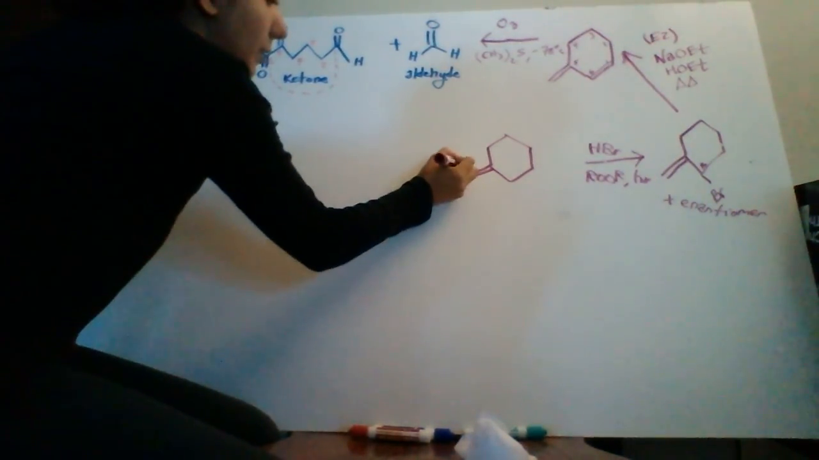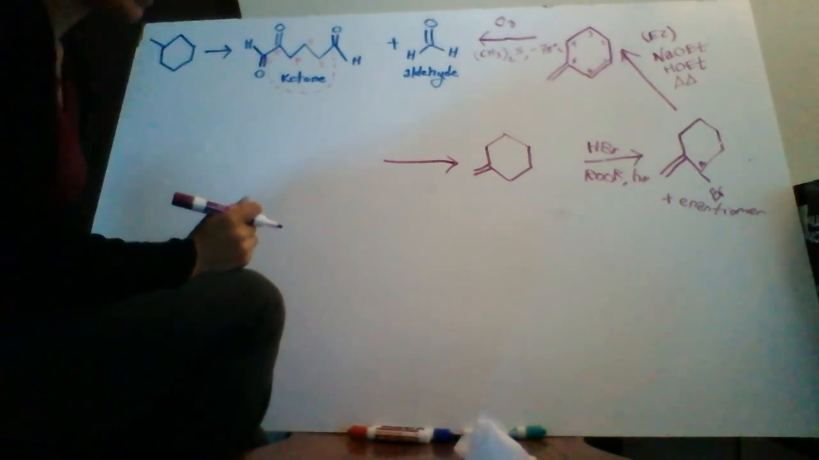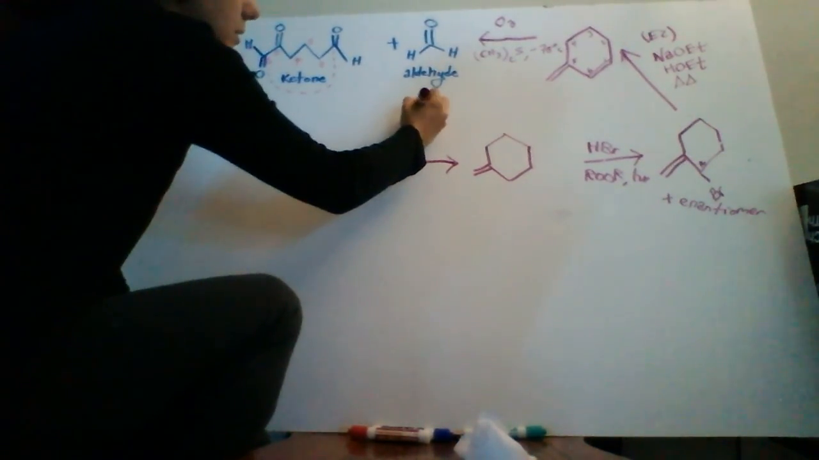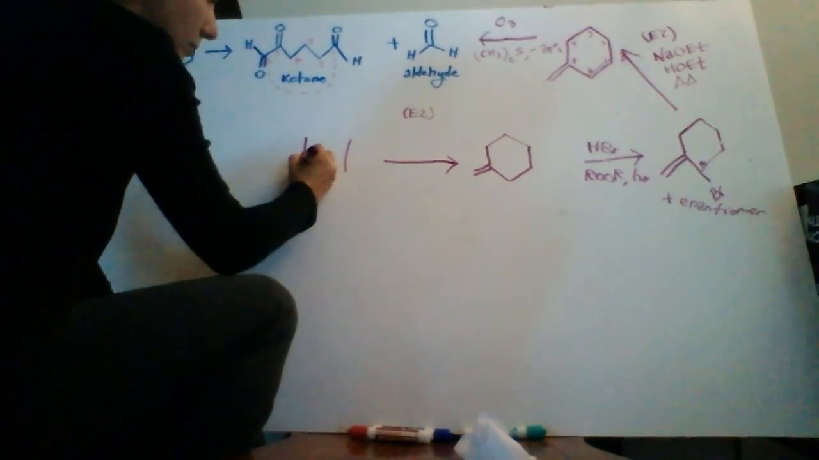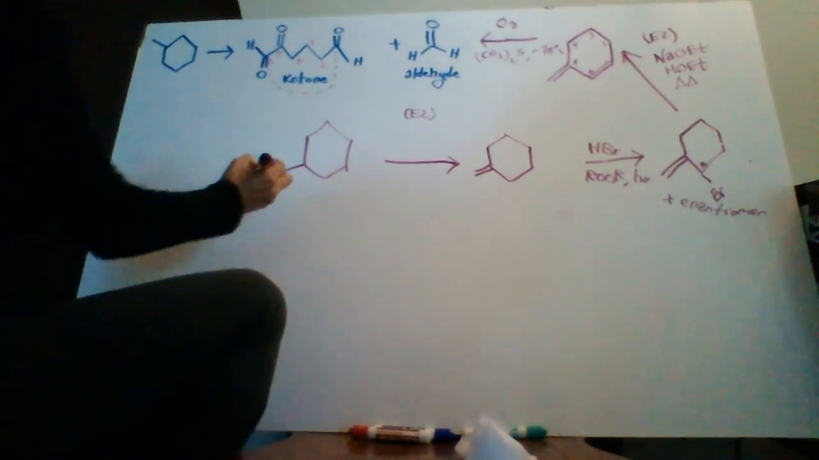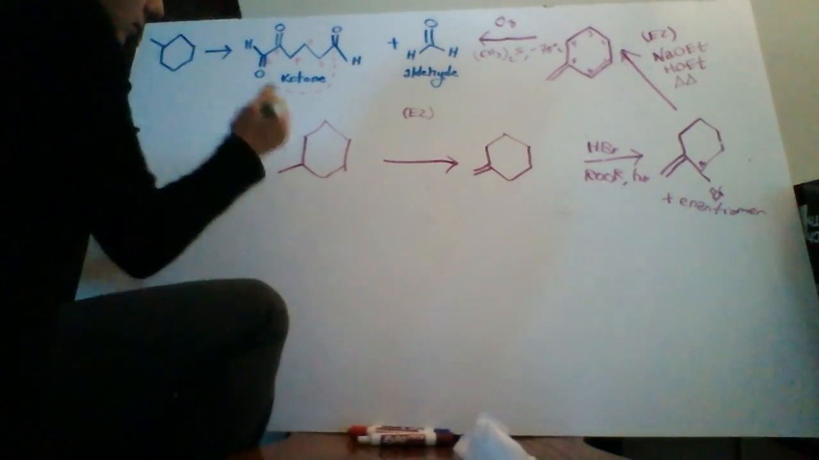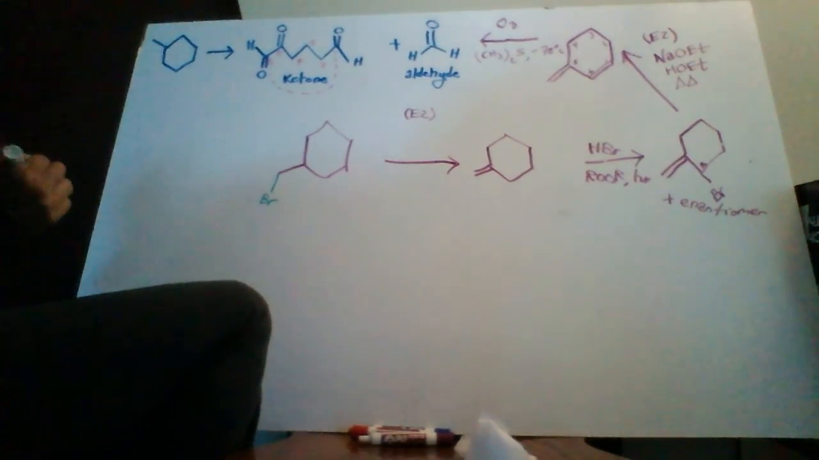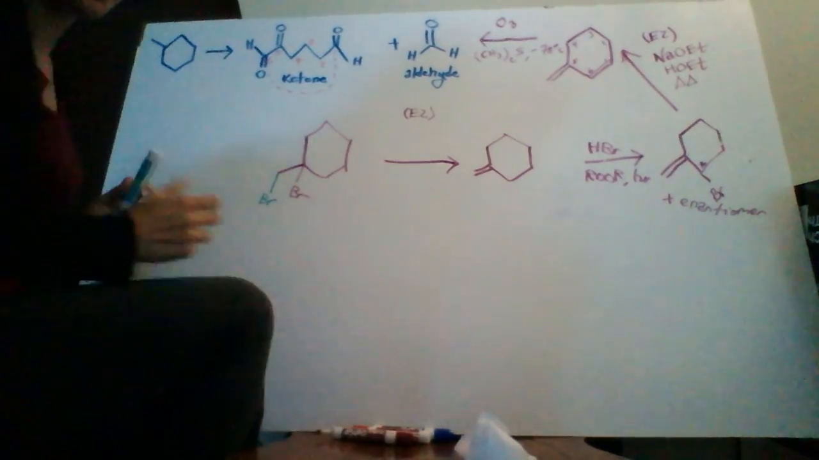All right. Again, we know that we can form a double bond from a halogenated alkane by using elimination. So again, I'm going to use E2. But now I need to figure out where was the halogen in the first place? Was it right here? Let me do this in a different color. Off of the methyl group like that? Or was it off of the ring like that?